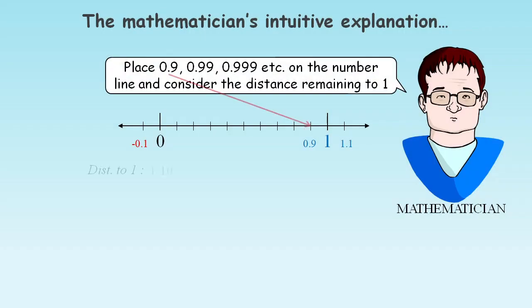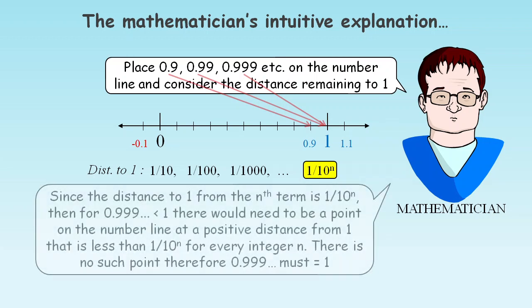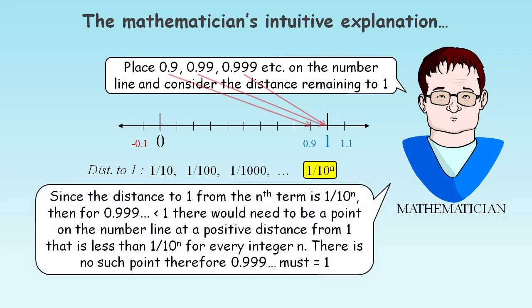First, we have what's called the intuitive explanation, in which the partial sums are placed on the number line one by one, and we consider what distance remains to the point corresponding to the value 1. Generalizing, the distance from the nth term to the point 1 will be 1 over 10 to the power n. So if 0.9 recurring was less than 1, we should be able to find a point that is between 1 over 10 to the power n and the point 1 for all possible values of n. And since no such point exists, the mathematicians conclude that it must equal 1.